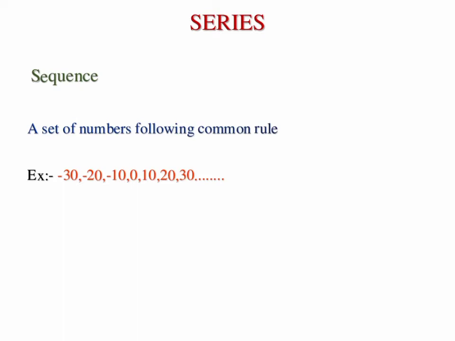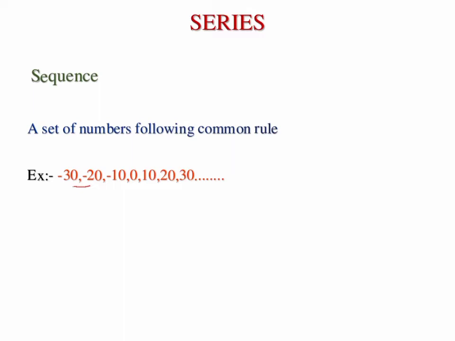and we have to see a common rule. What could be the common rule? If you see two consecutive numbers, any number preceding the other is added by 10, meaning minus 30 is added with 10, minus 20 is added with 10. In this way you get the entire series, meaning consecutive numbers differ by 10.